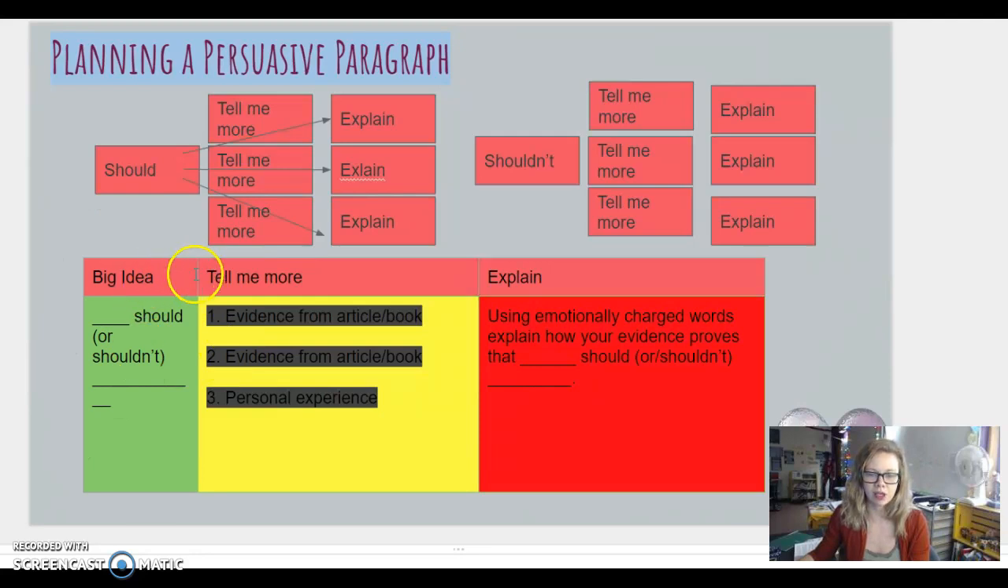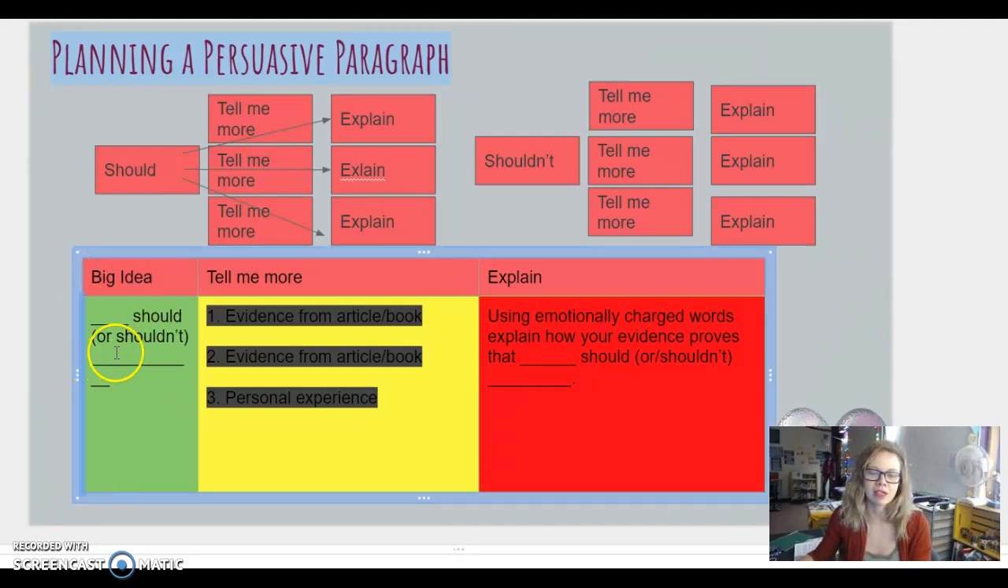Because then when you actually plan it, just like your T-chart you've done before, we have big ideas, tell me more, and explains. You would say blank should or shouldn't. So you could say like, should Harry Potter be accepted as the best book series of all time, even better than Percy Jackson? Yes, I said it. So you would write, Harry Potter should be accepted as a better book series than Percy Jackson here. Or if you disagree, you would say, Harry Potter should not be accepted as a better book series than Percy Jackson, and put that here, okay?